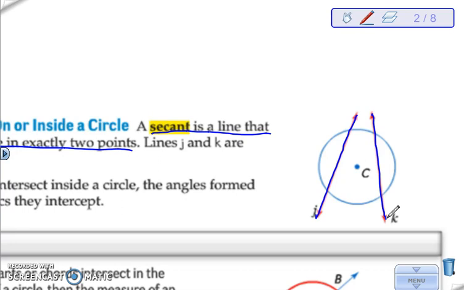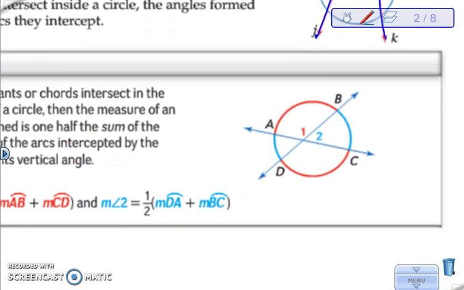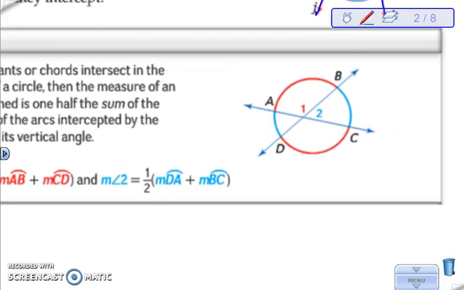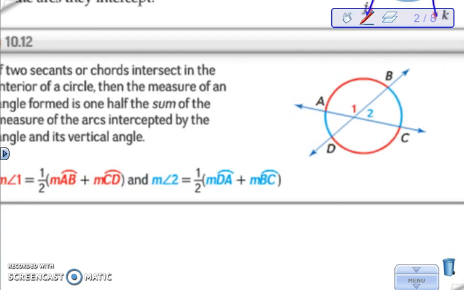So most of the things we're going to be looking at today are the relationships between the angles and arcs formed by these secant lines. And there's basically 3 different cases that we're going to look at. The first one tells us what happens when the secant lines intersect inside the circle.